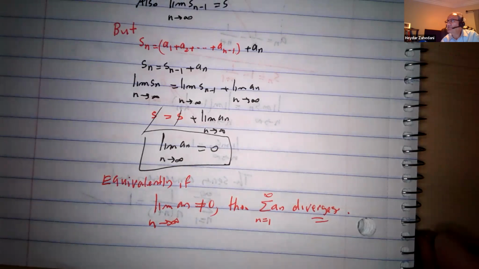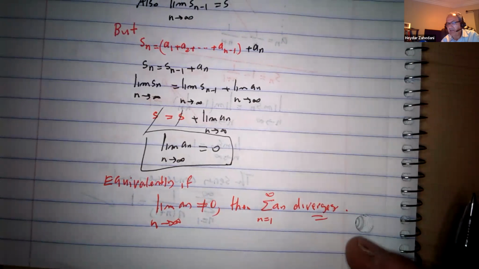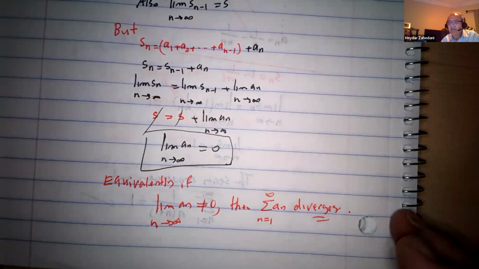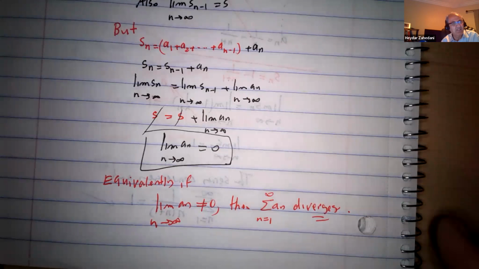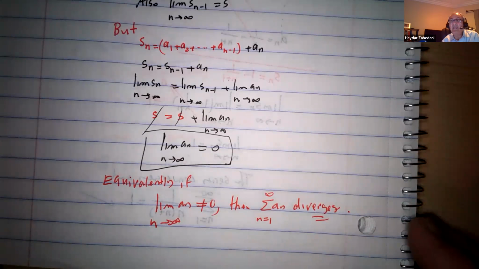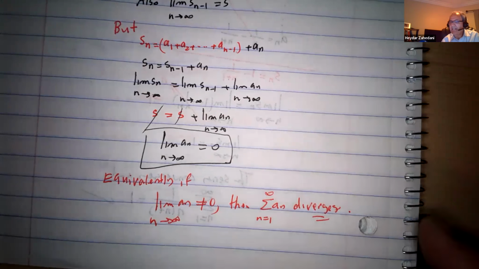So the first part was geometric series. The second one, telescopic. This is what I call the divergence test, but they call it, I think, the general term test. a_n is the general term of the series, the n-th term test, they call it. When I give you that piece of paper, you will find out. Okay, let me check it for you.